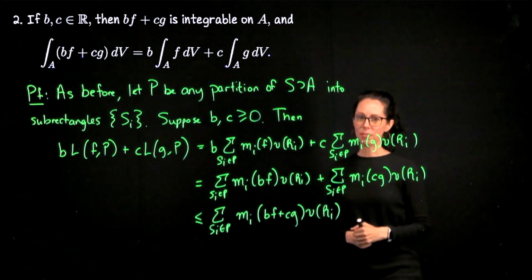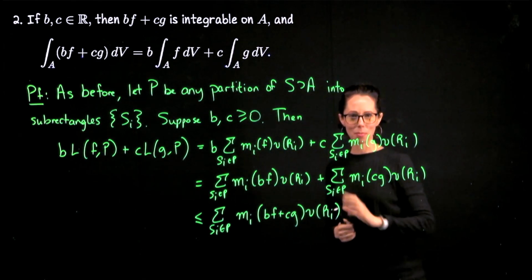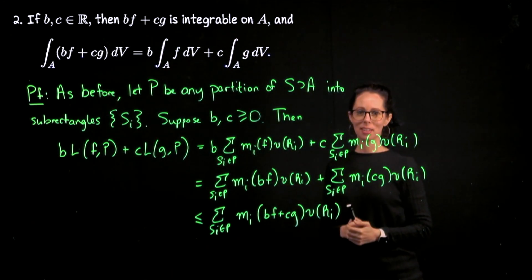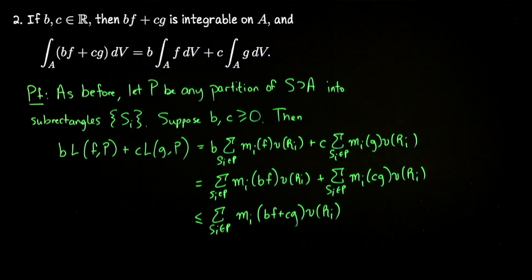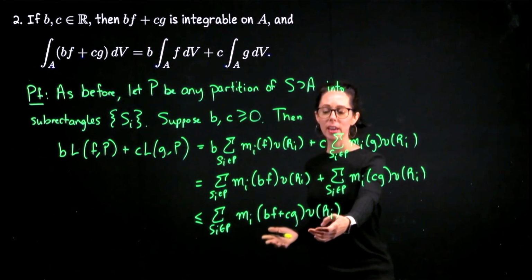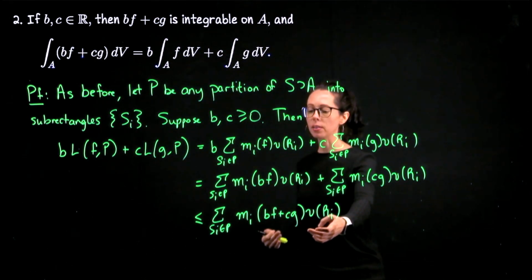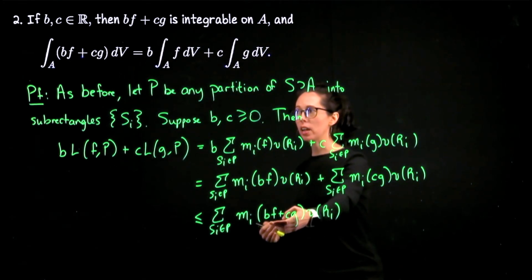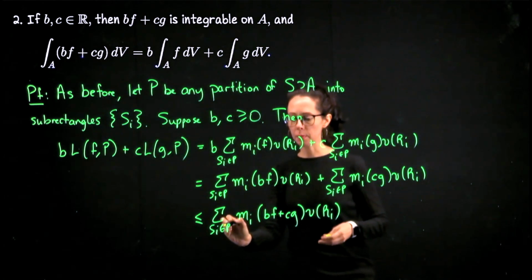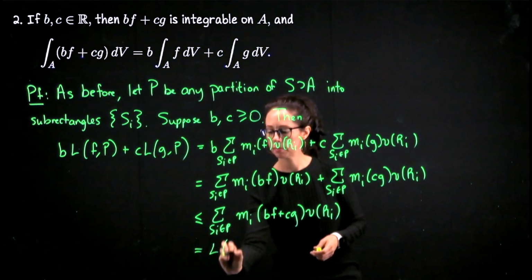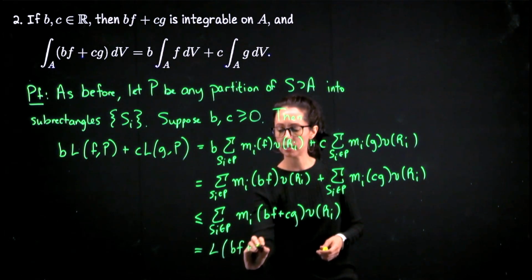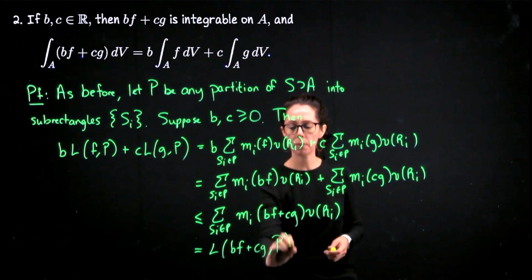Let me pause, see if you can write down the next thing that I'm about to write down. Make sure that you can digest everything so far. What's coming next? What I wanted you to recognize is that this sum where I've left off is exactly what we would write down if we wanted to do the lower sum of the linear combination, the new function that we're studying, with respect to the partition P. So let me go ahead and squeeze it here. So this is the lower sum of BF plus CG with respect to the same partition.